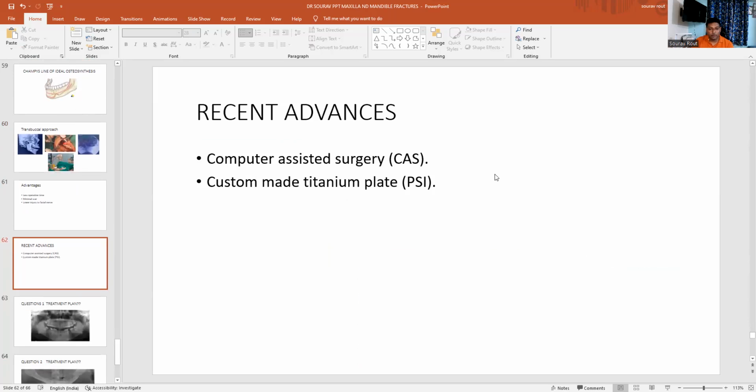Recent advances in mandible fractures are computer assisted surgery. We can use software in that, or custom made titanium plates or patient specific implants in order to reduce the fractures.